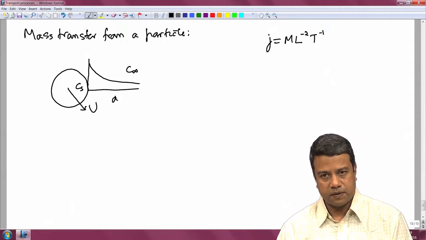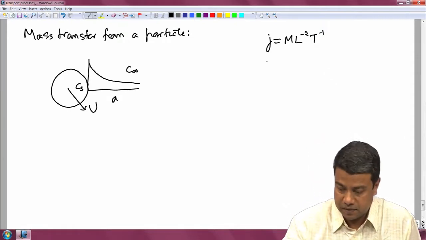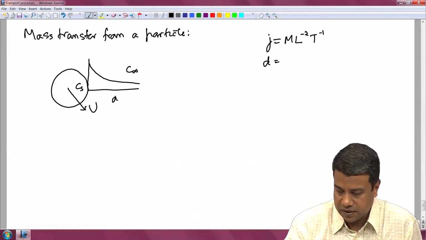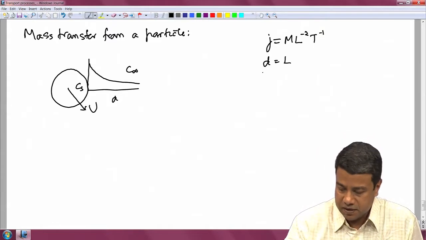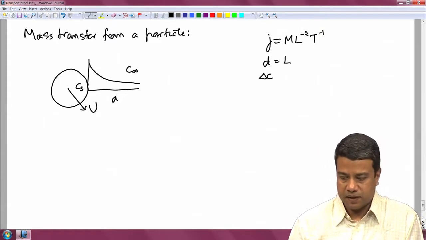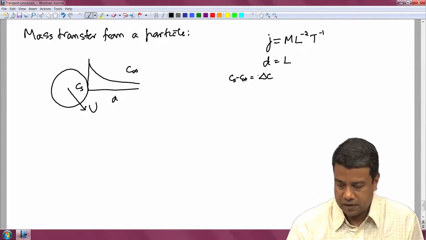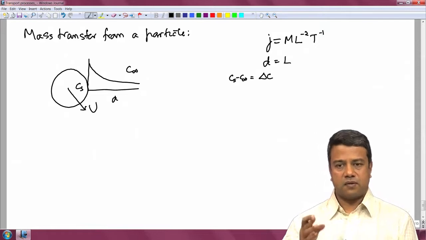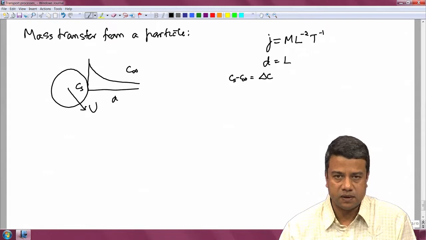This will depend, firstly, in general on the diameter of the particle, with dimensions of length. It will depend upon the concentration difference between the surface and the bulk, that is Cs minus C infinity. If this is positive, then there will be drying of the droplet. If it is negative, there will be moisture getting absorbed into the droplet.